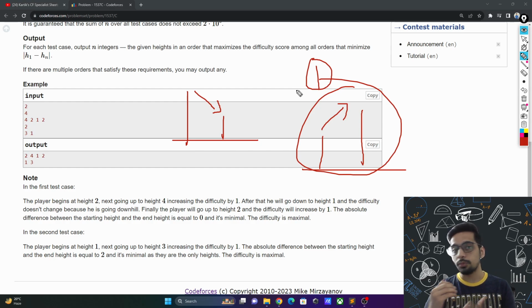Take a while to think of some solutions. If not solutions, think of some observations. Now pause your video. I'll move to the observations that I made when I was trying to solve the problem and how we can reach the final solution.